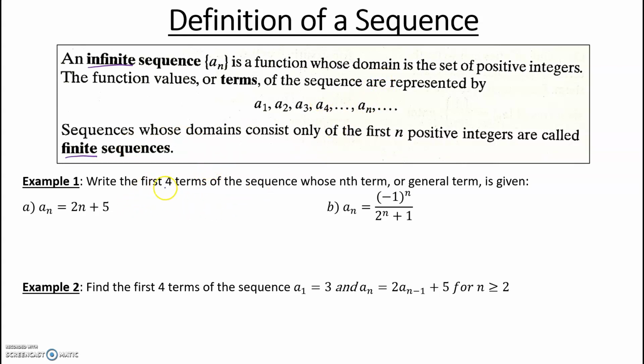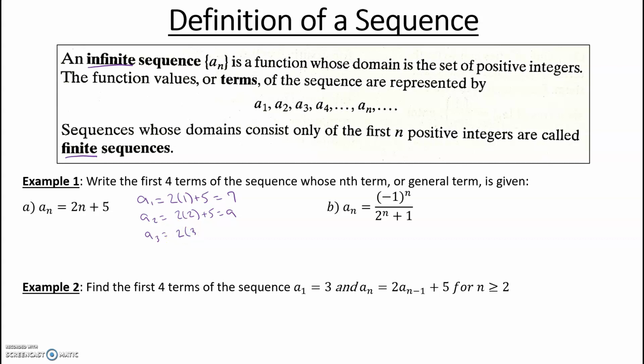So the first one, it says write the first four terms in the sequence whose nth term or general term is given. So here they told us a sub n is 2 times n plus 5. So if we want to find the first term, we're going to plug in 1. 2 times 1 plus 5. We get 2 plus 5, which is 7. If we want to find the second term, 2 times 2 plus 5. And we get 4 plus 5 is 9.